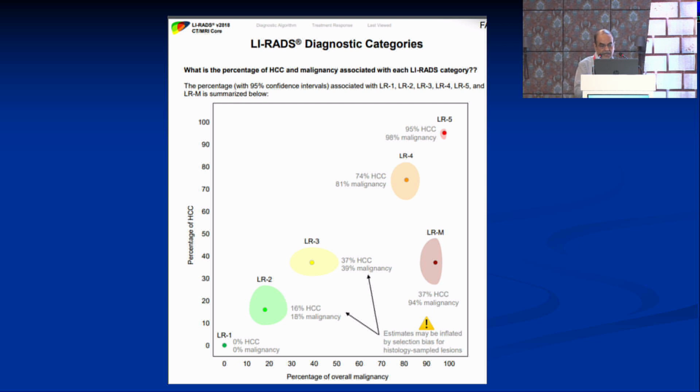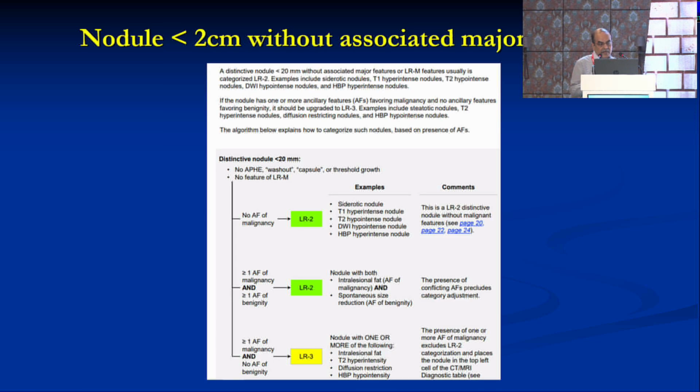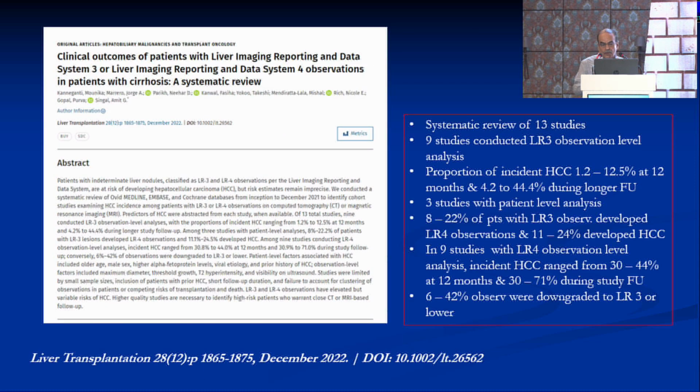And LR3 is placed somewhere here, which may harbor HCC 37% of the time, and 39% it could be malignancy, including the non-HCC malignancies like a mass-forming cholangiocarcinoma. On the other hand, in LR4, the incidence of HCC could be as high as 74%, and that of malignancy as high as 81%. So these are the findings for nodules less than 2 centimeters. When they have ancillary features, you can then upgrade these nodules to the LR3 category. Let's look at some literature.